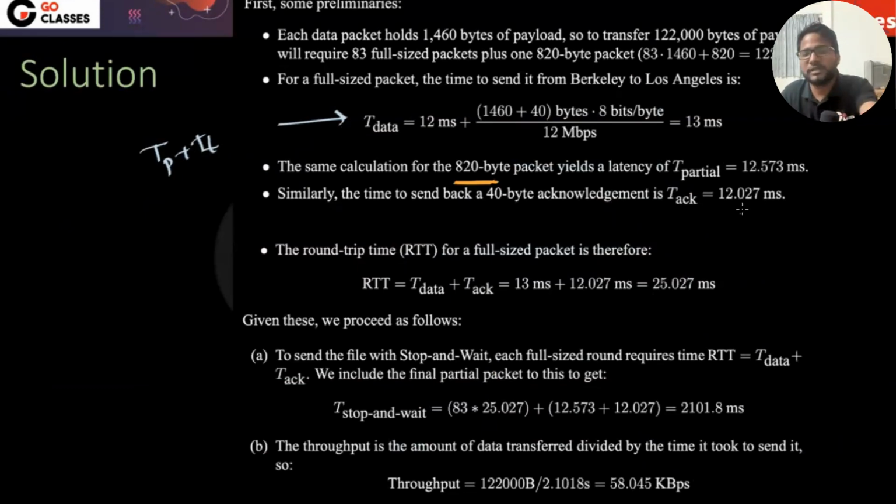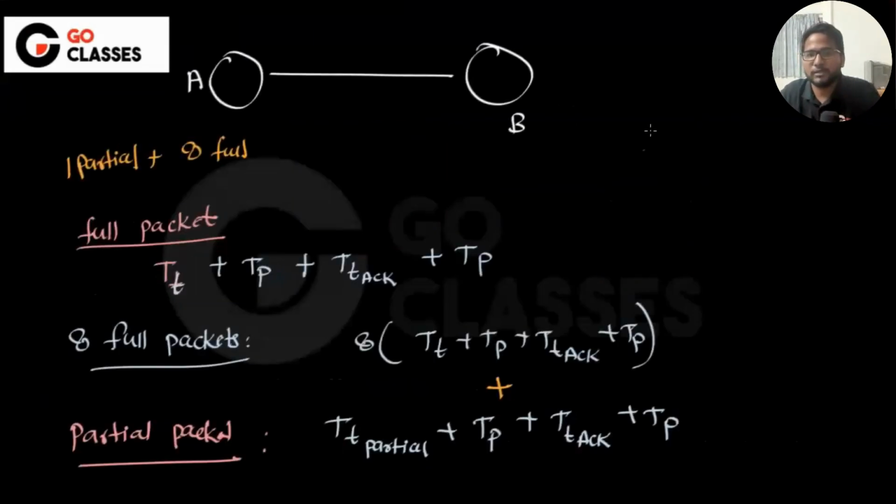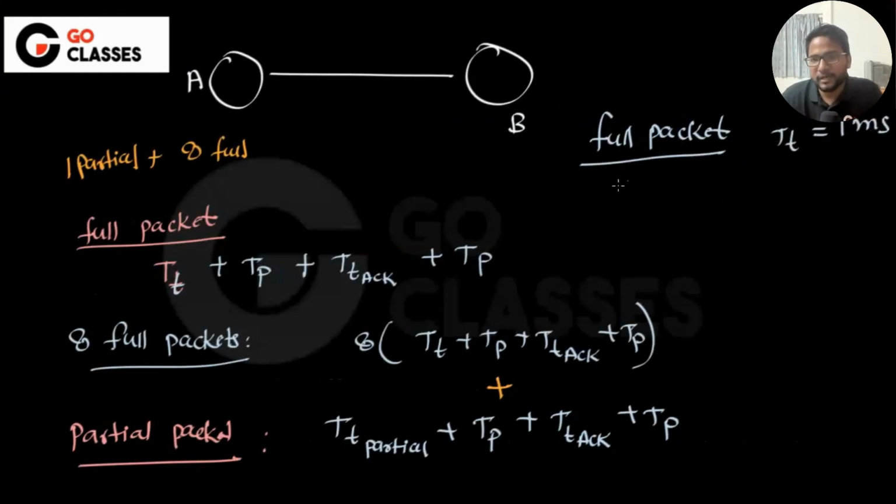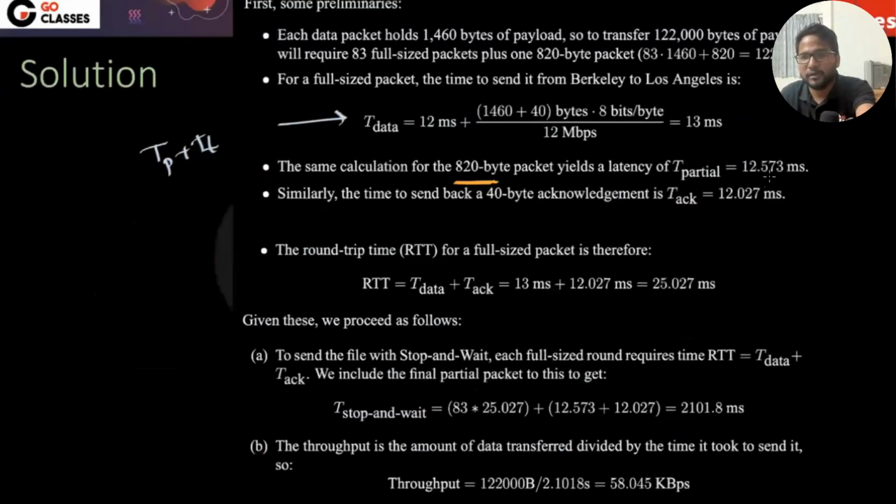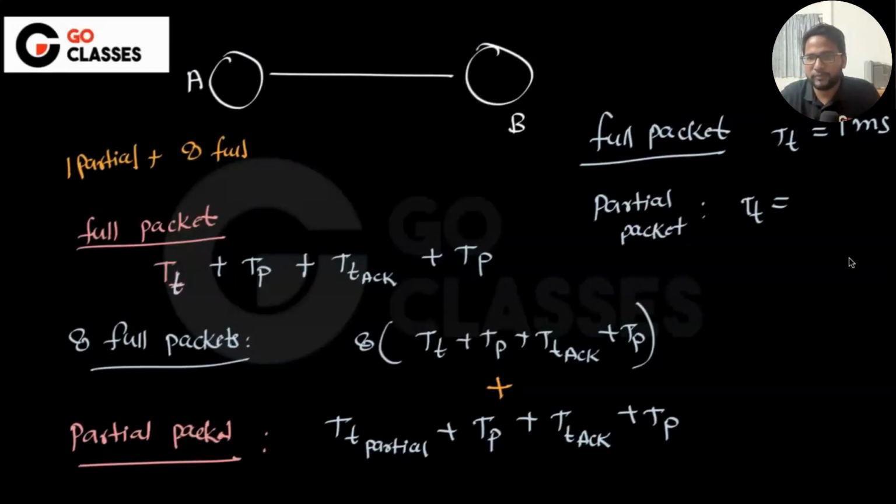Let me write these numbers and then we can check. For the full packet, the transmission time, do you remember what we were getting? The transmission time was 1 millisecond, right? And similarly, you can find out for the partial packet. It is not a very nice number, but that is fine. The transmission time we are getting here is 0.573.